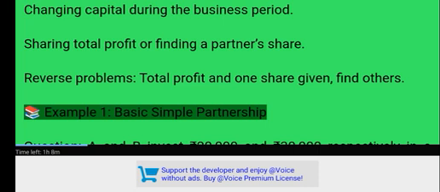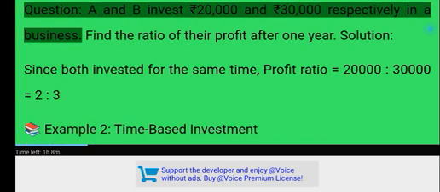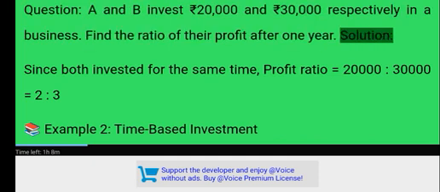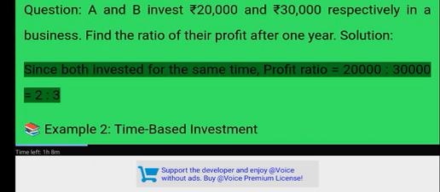Example 1, basic simple partnership. Question: A and B invest 20,000 rupees and 30,000 rupees respectively in a business. Find the ratio of their profit after 1 year. Solution. Since both invested for the same time, profit ratio equals 20,000 : 30,000 equals 2 : 3.